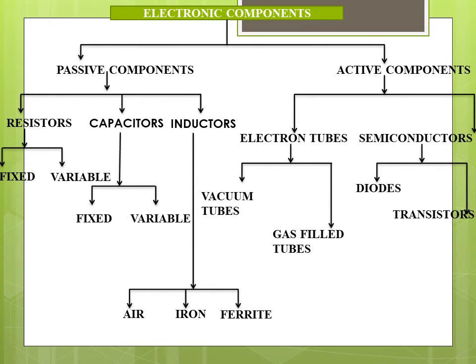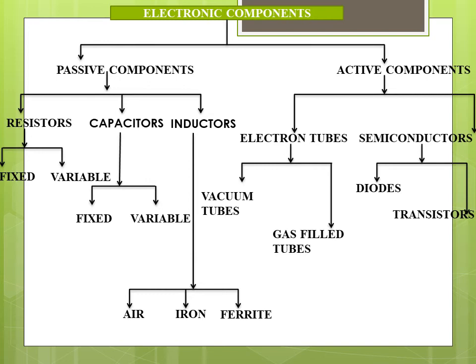So diode is going to perform rectification, and transistor is going to perform amplification. So this is the tree diagram of electronic components. We know electronic components are divided into two parts, passive and active, and we have learned the passive components classification and again its types. Here also the active components classification and its types.